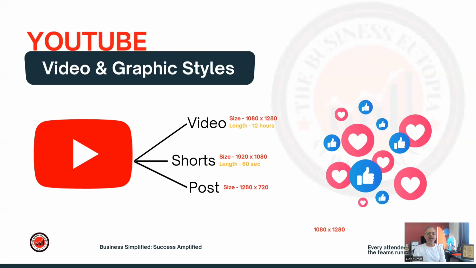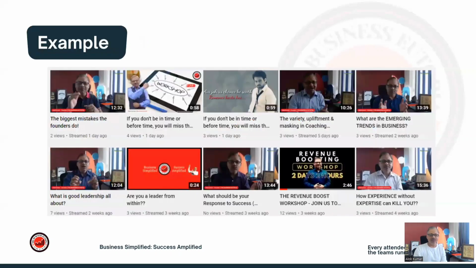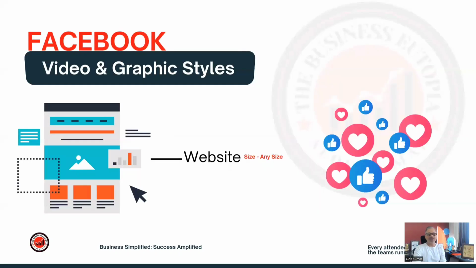If you're creating a YouTube post or a YouTube thumbnail, the size is 1280x720 pixels. All these sizes are optimized for these particular channels. If you follow them, your video or your graphic will look much better, and nothing will be cut or hidden. These are a few examples of YouTube which we have posted. We have posted multiple videos, shorts, and thumbnails. You can see there are a few thumbnails as well. All these things you have to mention and take care of.